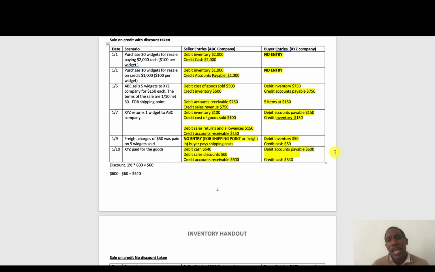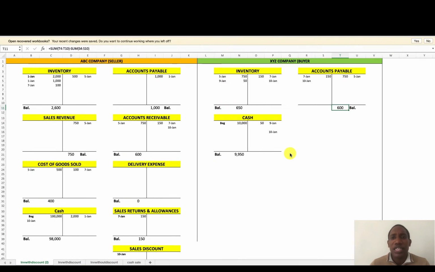Okay, but what happens on this side? Well, to explain the account that we're going to adjust, we need to make a $60 adjustment on the XYZ side, right? What adjustment are we going to make? Well, let's take a look at it.